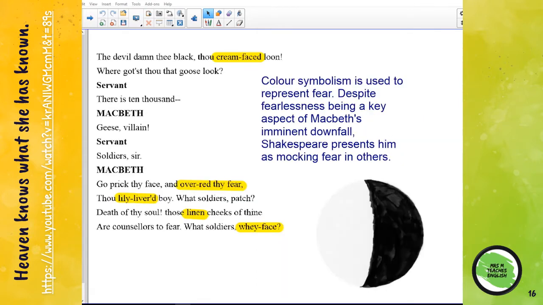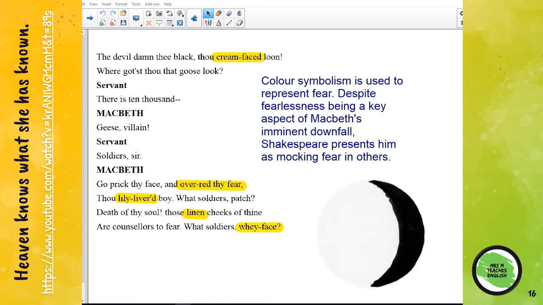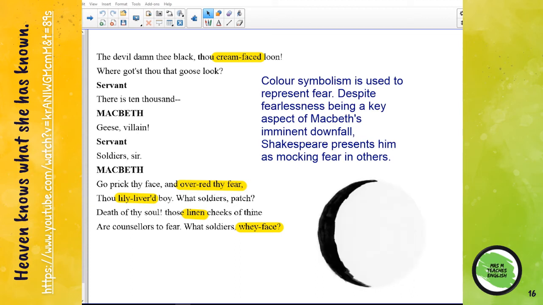In the following utterances, Shakespeare goes on to employ colour symbolism to represent fear. And it's interesting that despite fearlessness being a key aspect of Macbeth's imminent downfall, Shakespeare presents him as mocking fear in others. He's just claimed not to submit to fear, and yet when he examines it in those around him, he sees it as an opportunity to gloat at their perceived weakness.